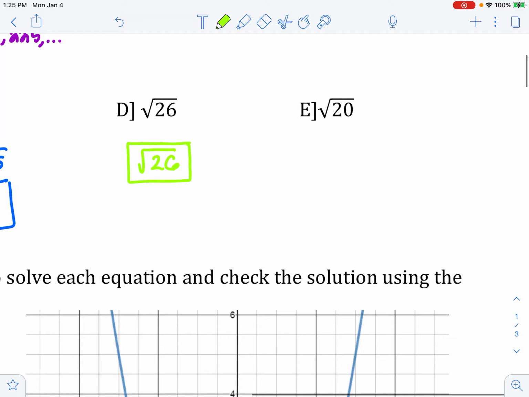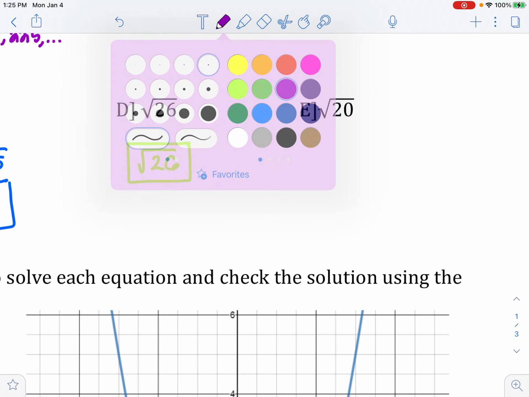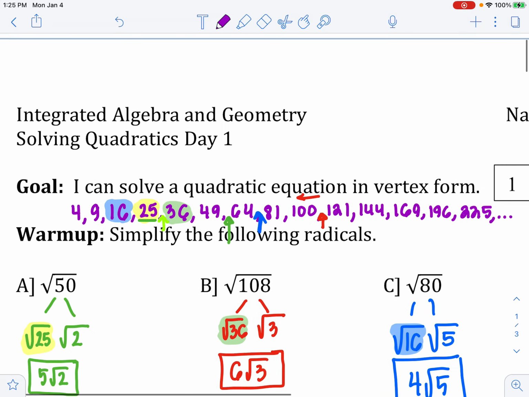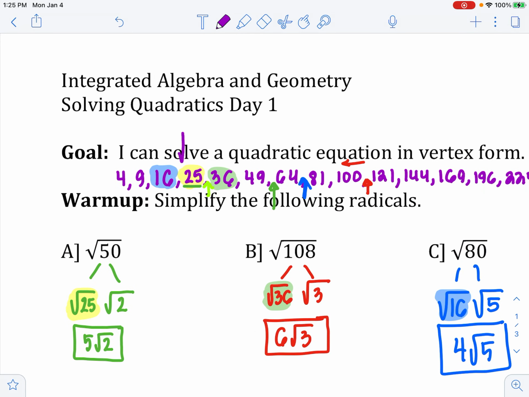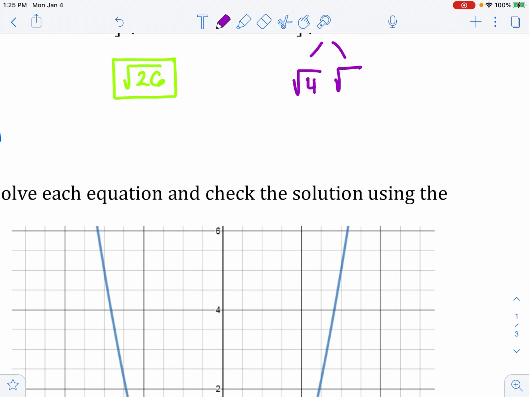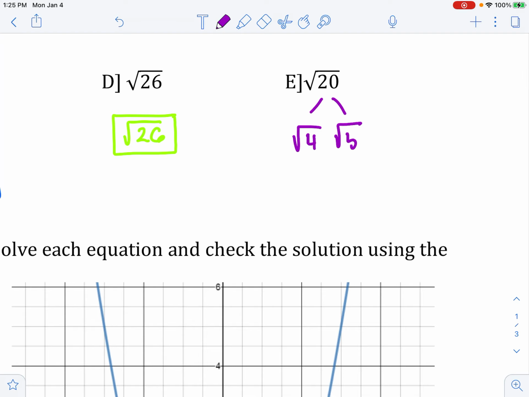All right, and the last one is root 20. Okay, so I'm going to do root 20, radical, radical. Biggest perfect square that goes into 20. So 20 would fall right here. 16 doesn't go in there, 9 doesn't go in there, 4 does. So I'm going to put the 4 right here. How many times does 4 go into 20? 5 times. The square root of 4 is 2, so root 20 is 2 root 5.